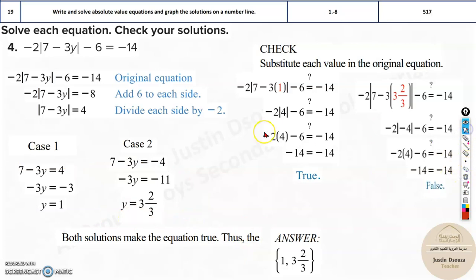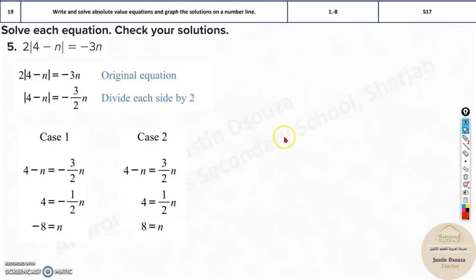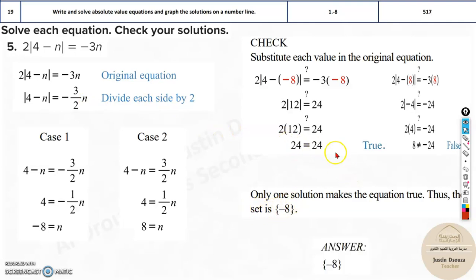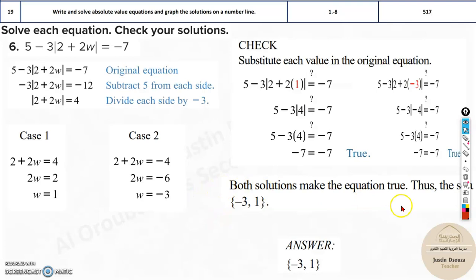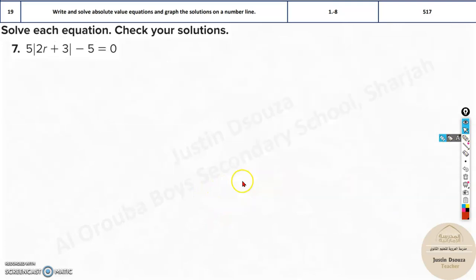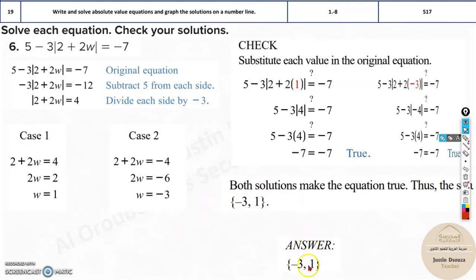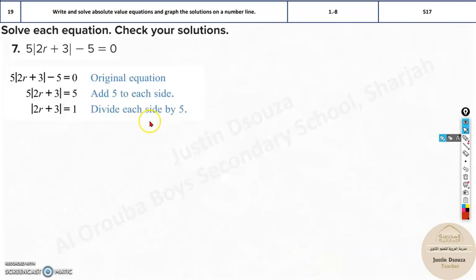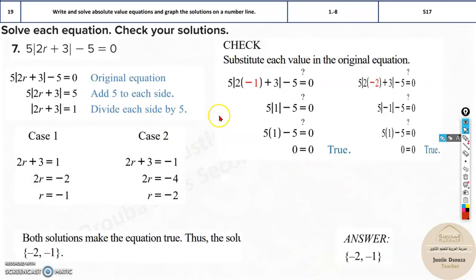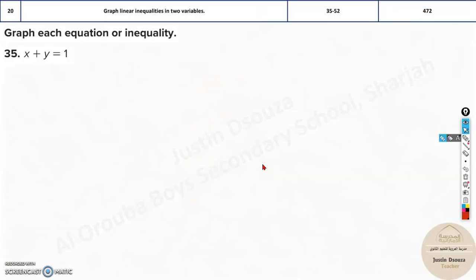Now, let's quickly see the other answers over here. This is true and the right side is false. Why? 8 is not equal to -27. So only one answer. If both are true, then it is true. See over here, both are true, so both the answers are considered. Similarly, please do solve the others. You can pause the video and check the explanation. Please solve it by yourself and then check for the answers.